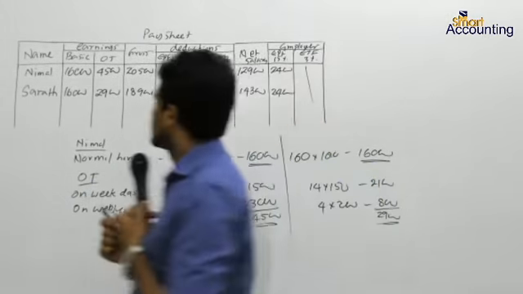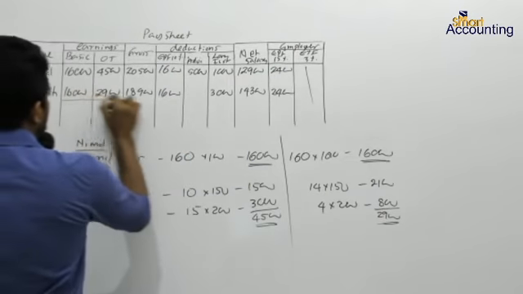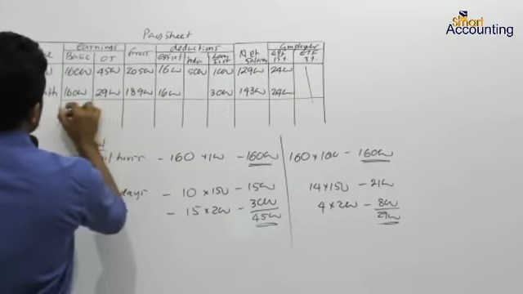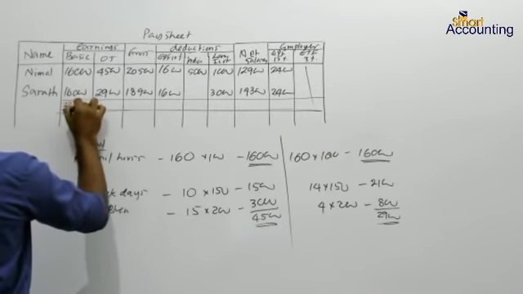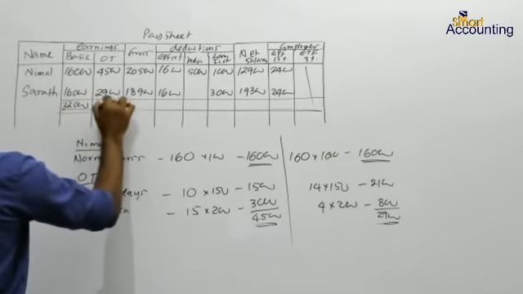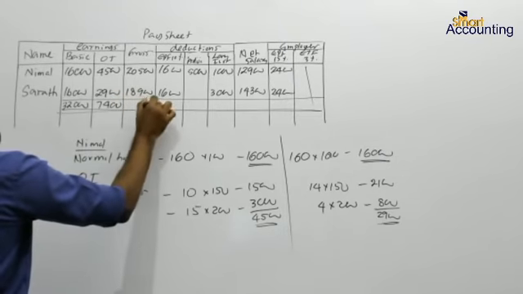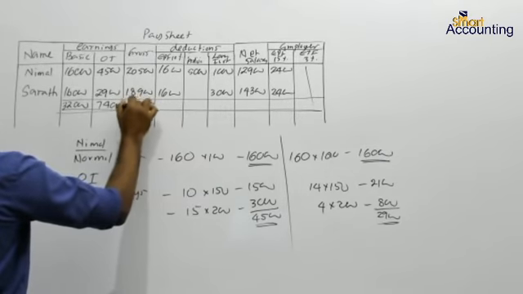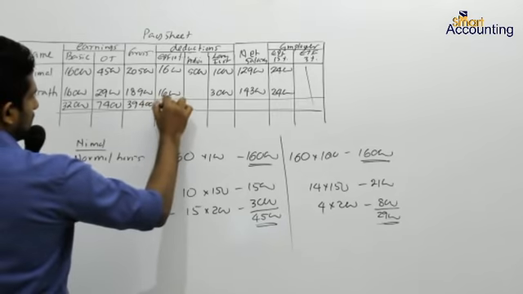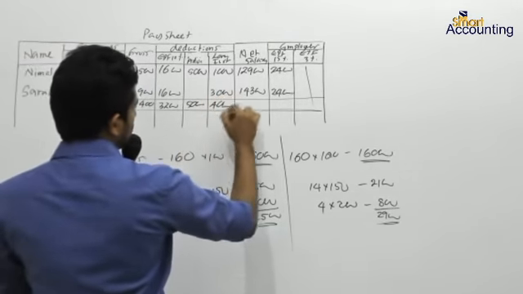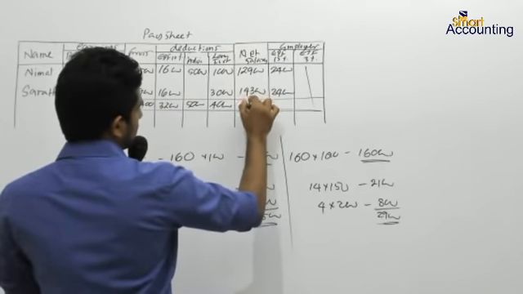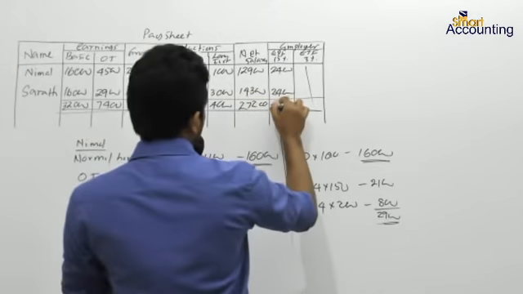Check whether your totals are correct. 32,000, 7,400, 39,400, 3,200, 5,000, 4,000, 27,200, 4,800.